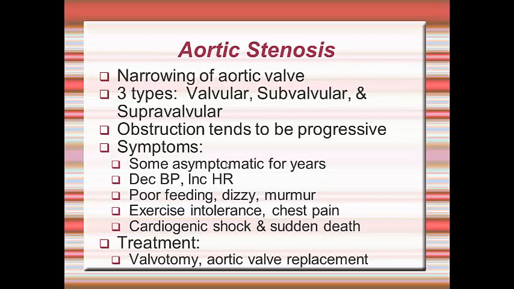The next one we're going to talk about is aortic stenosis. And like I said earlier, that's a narrowing of the aortic valve. There's three types. There's the valvular, the subvalvular, and the supravalvular. And what happens is there's two valves rather than three. The obstruction tends to be progressive. In other words, the valve tends to narrow off more and more.